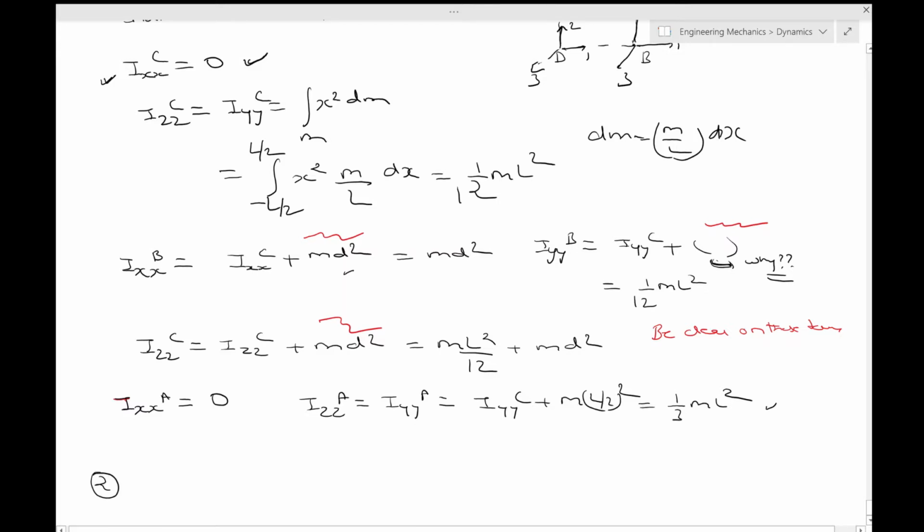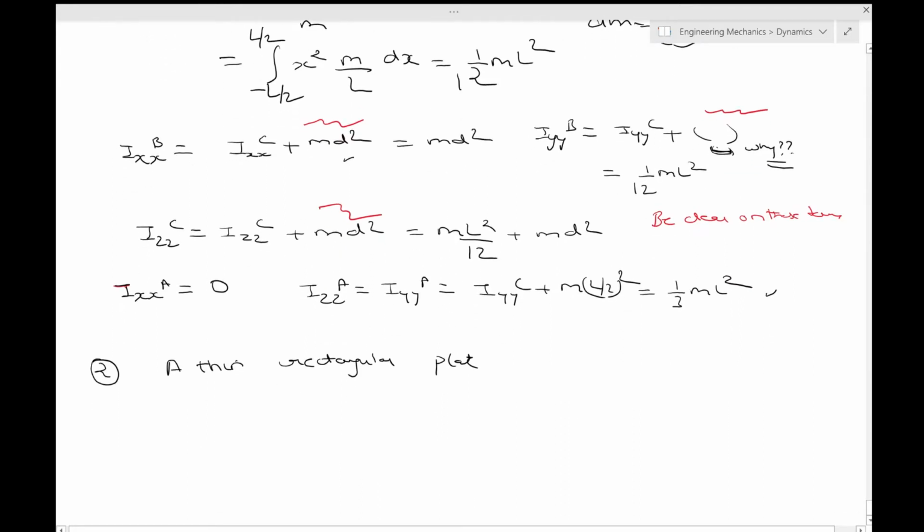Now let's take up a thin rectangular plate. So let me draw that first.